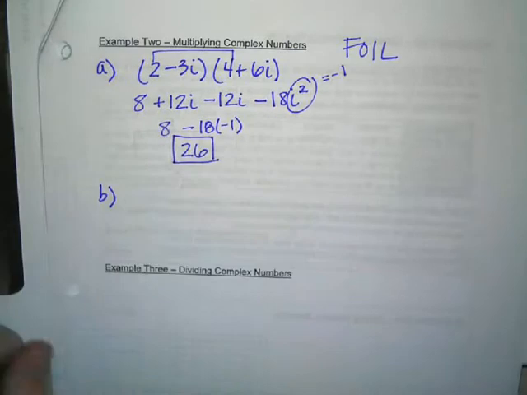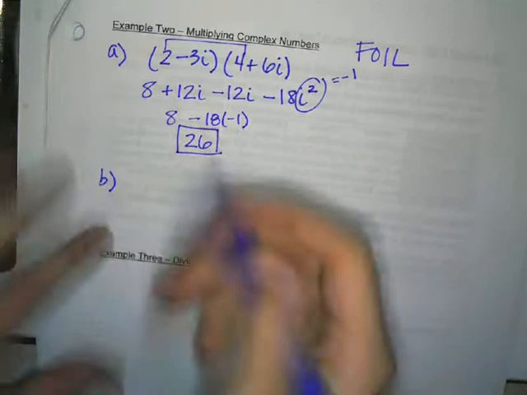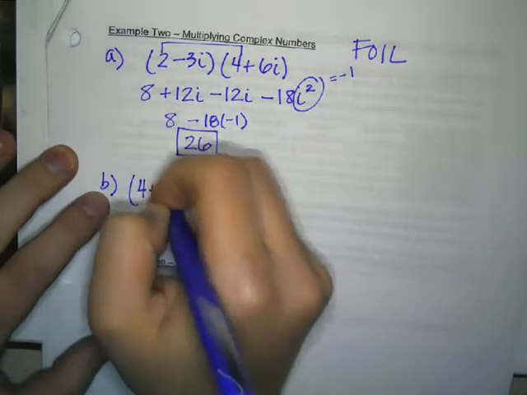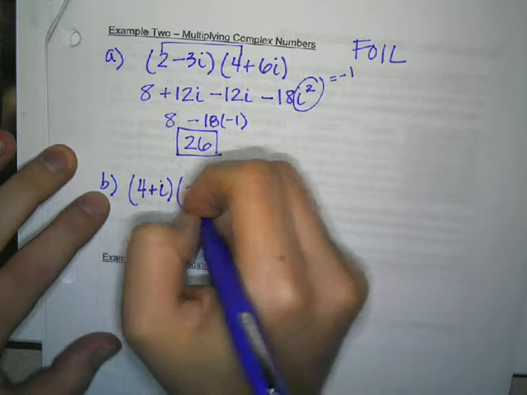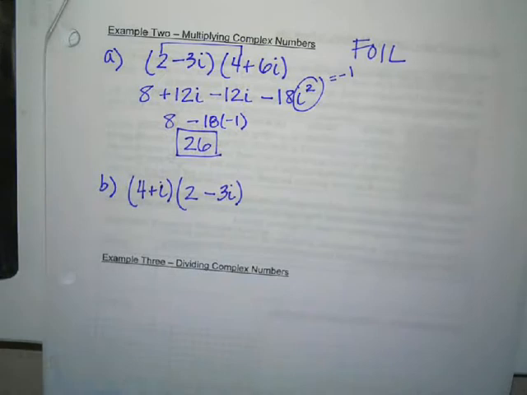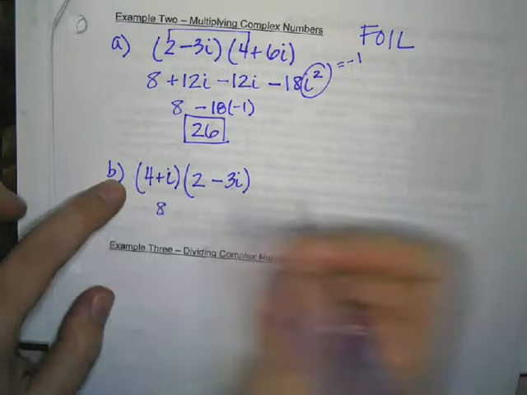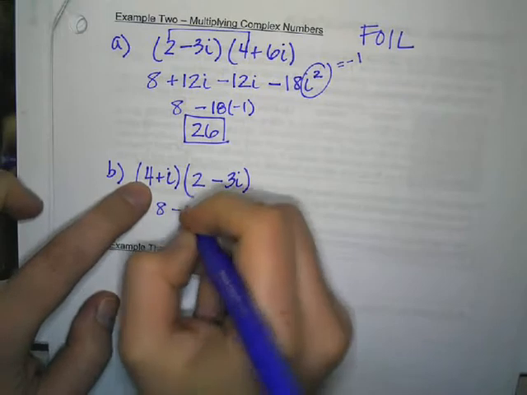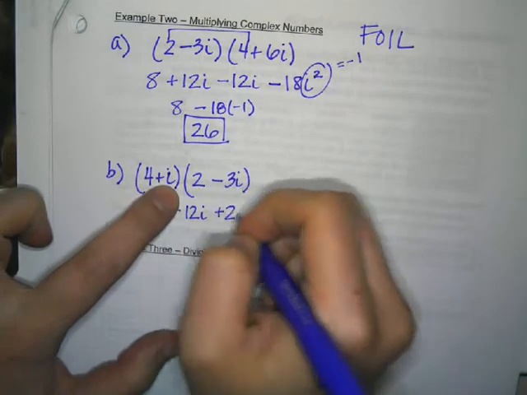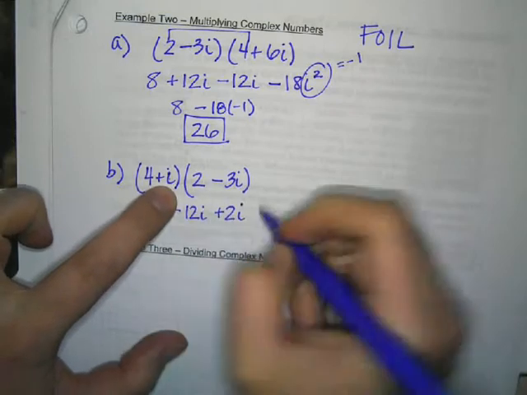Now, sometimes it'll work out when you multiply that you end up with just a number. But we're going to do one where that doesn't happen. So 4 plus i times 2 minus 3i. First terms give me 8 again. Outer terms give me negative 12i. Inner terms give me 2i. Last terms give me negative 3i squared.